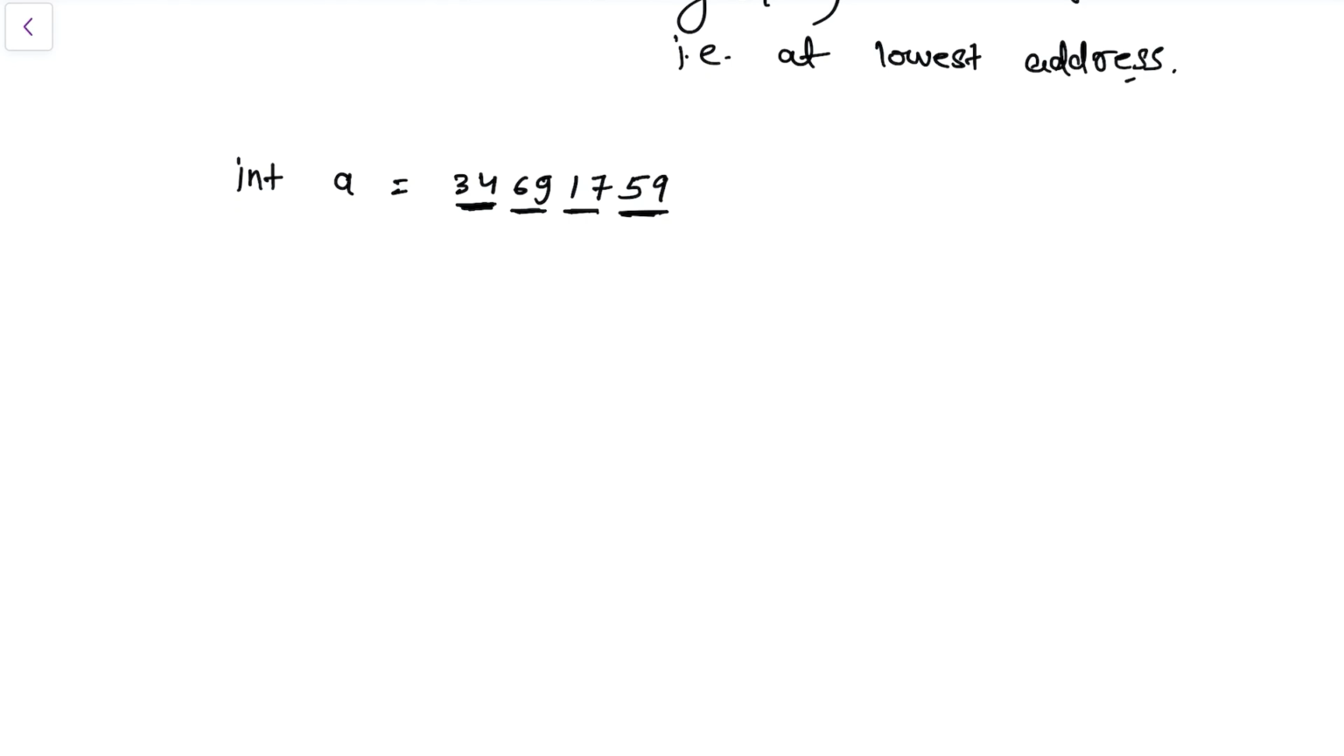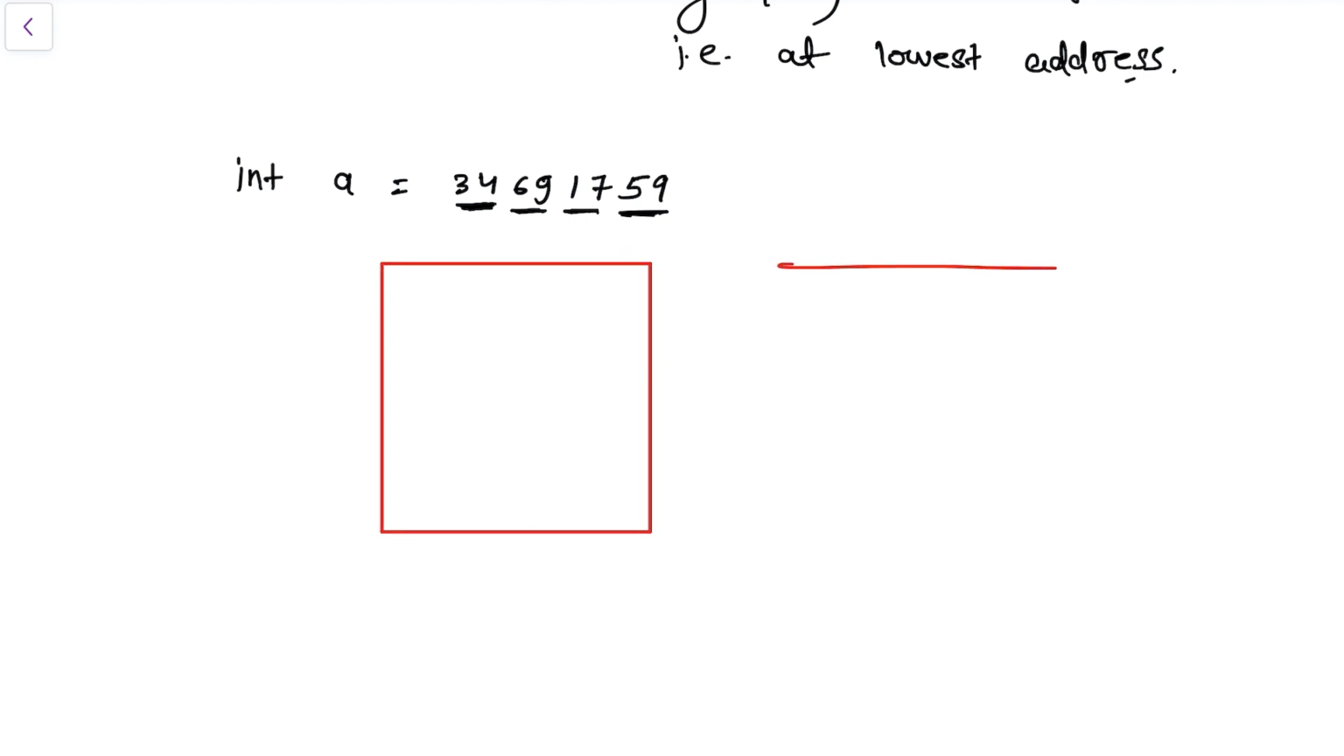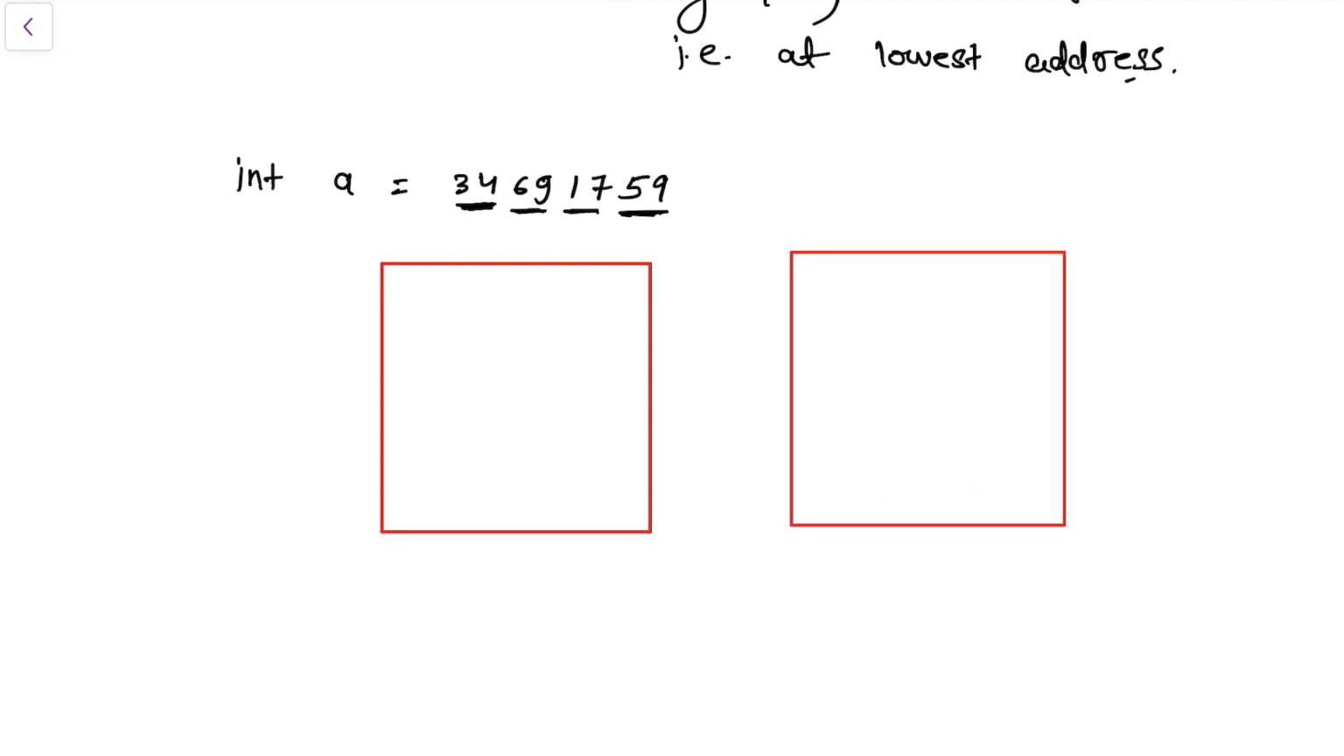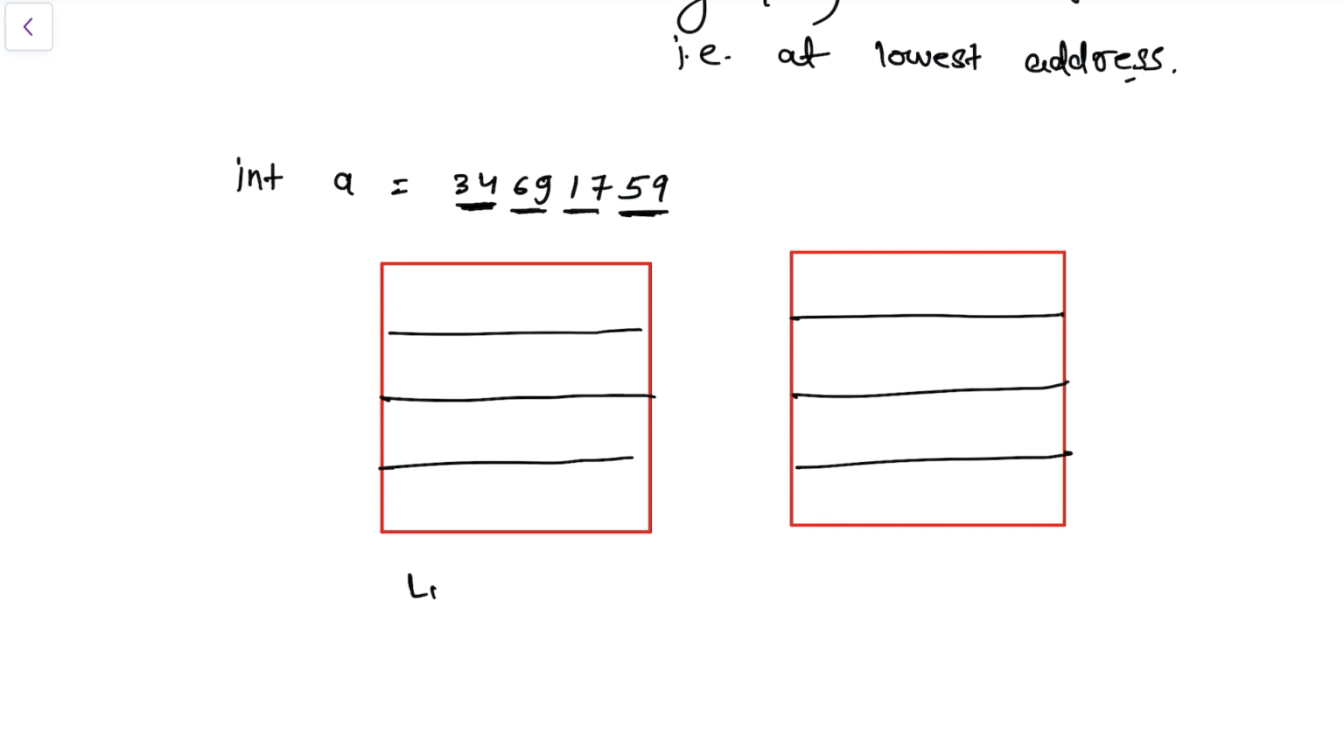So the question is, if I ask you to store it into this memory location, then how would you store it? Let's say I ask you to store it here in little Endian and here in big Endian. And the memory address starts from 0x003500, let's say.